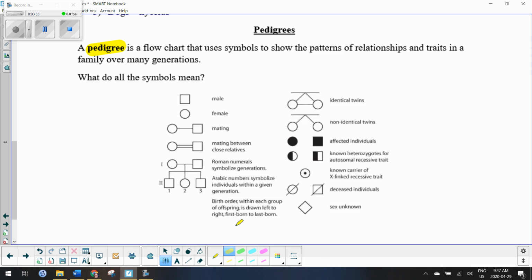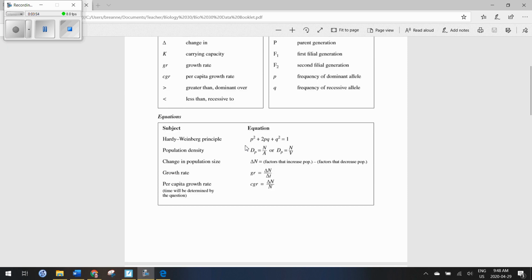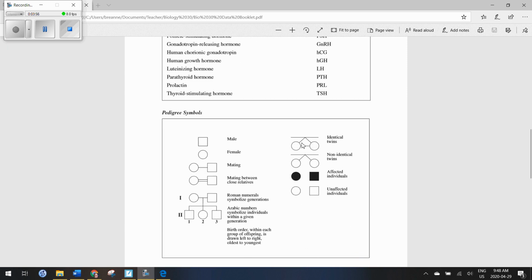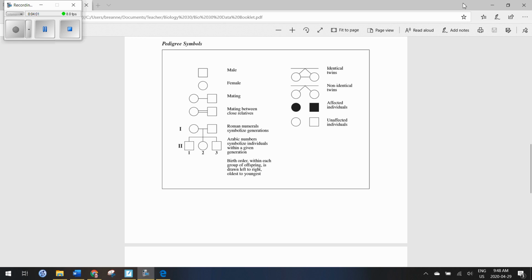So what do the symbols mean? So you do have a data booklet. So your Science 30 data, Bio 30 data, does have some of these symbols in it. So this is your Bio 30 data booklet. It's available online. It's also in Google Classroom under materials for quick access. So you can look through there if you don't have yours handy. So pedigree symbols. So it tells you a lot of the pedigree symbols in your data booklet.